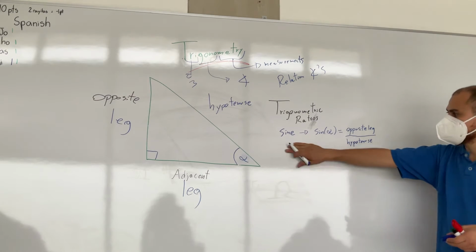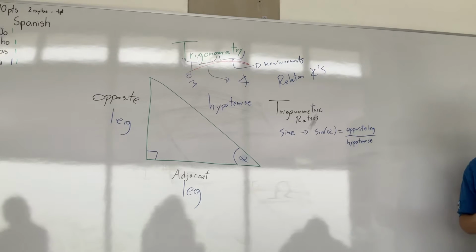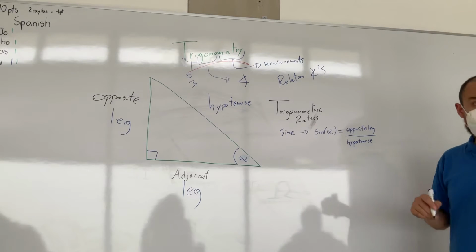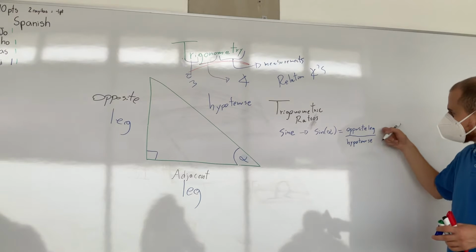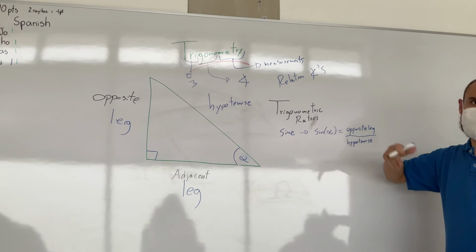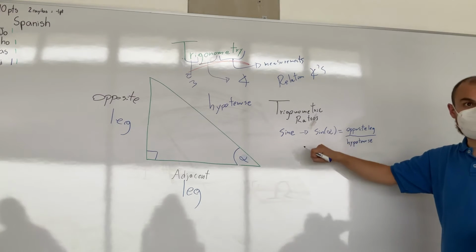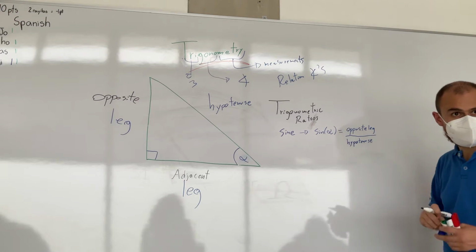For now, keep in mind that sin is the opposite leg divided by the hypotenuse. It's a way to calculate the sin of the angle. If you're missing the angle, you can apply an operation to get it. But for now, I'm going to give you the angle and ask you for the sin. You just divide the sides, and you will have it.